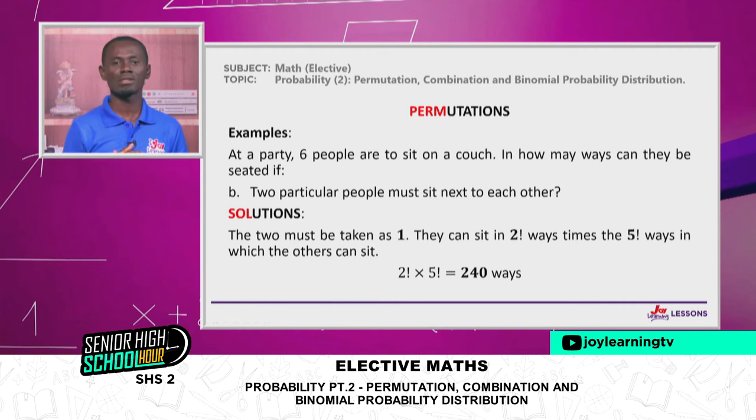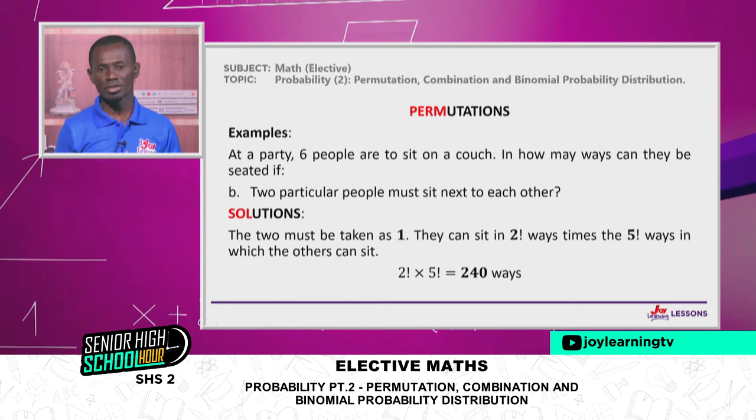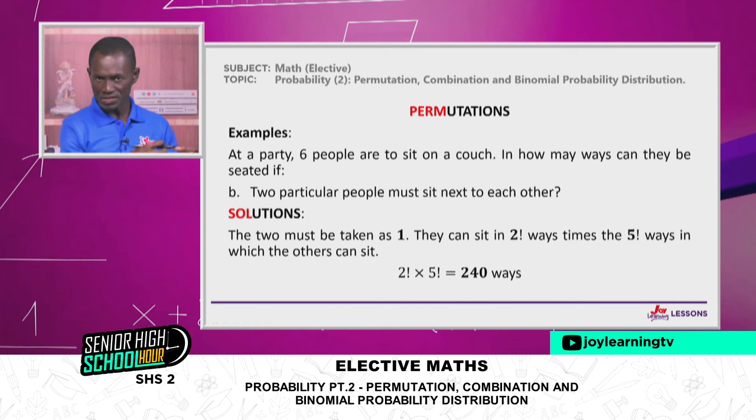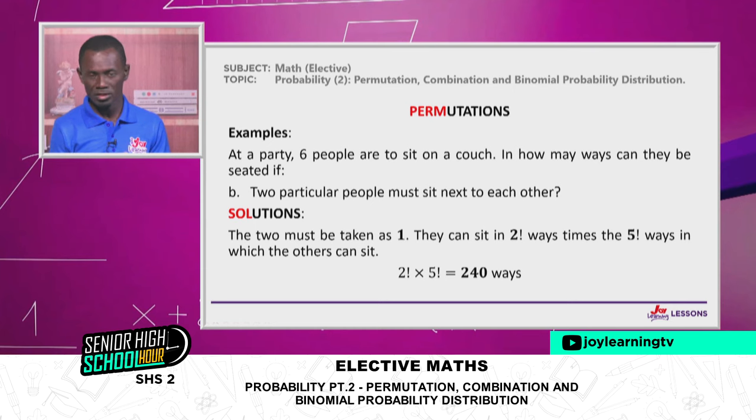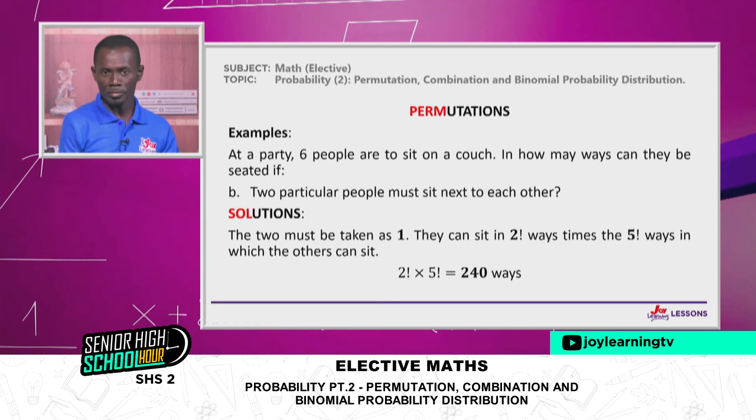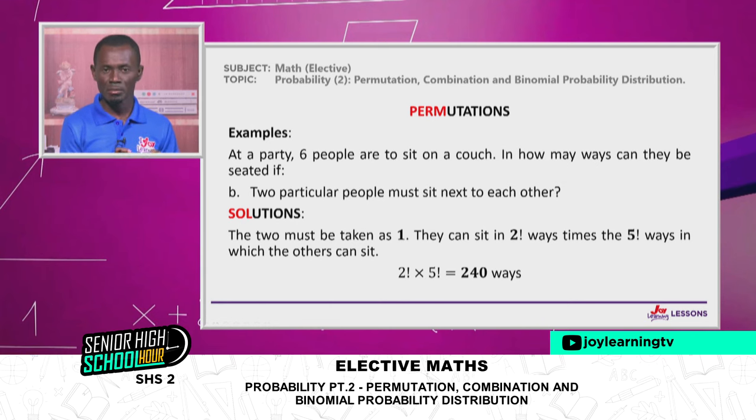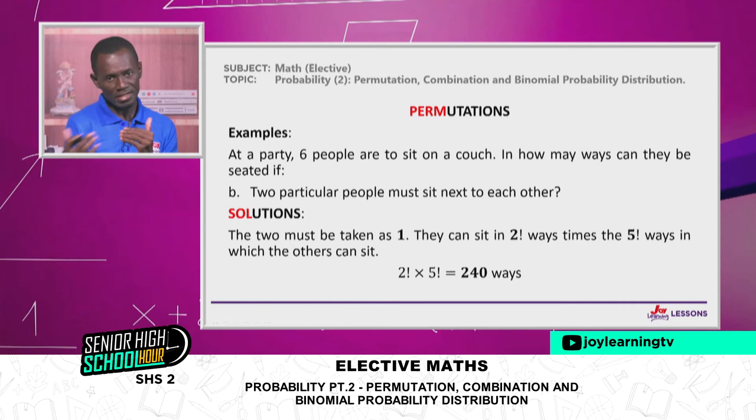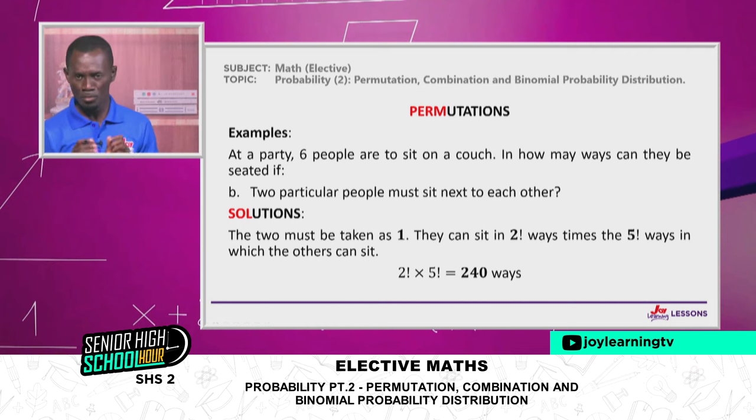So think of sitting at the party where 6 people sit on a couch, but 2 people must always sit together in the same way. So you consider the 6 people no longer as 6, but 5, because 2 have become 1. So we have 4 separate people plus 2 people who have decided to be moved at the same time. So we have 5. But those 2 people, one could sit to the left, the other to the right, or vice versa. So they can sit in 2 different ways in each arrangement. So we have 240 possible ways.